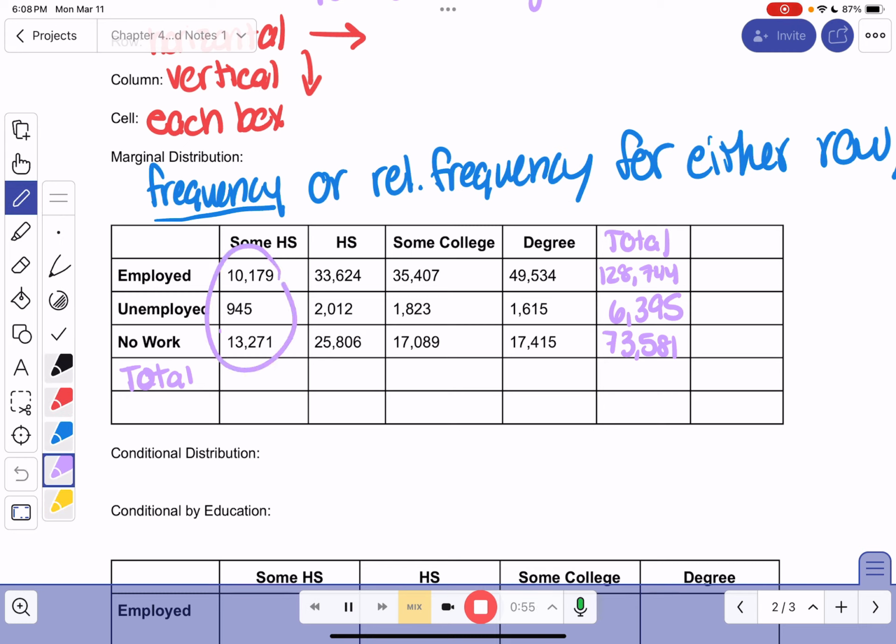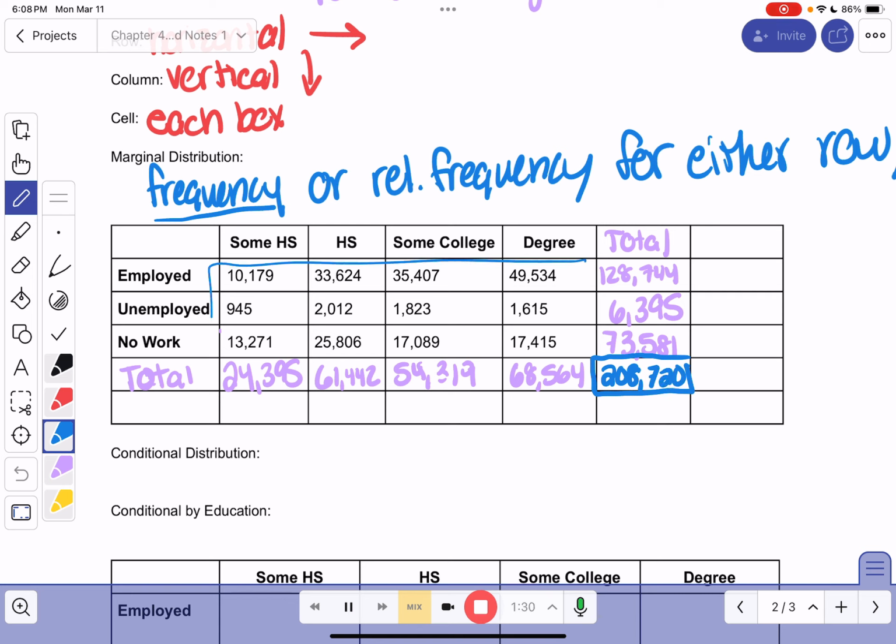And then we can do the column totals as well. Add the some high school, I get 24,395. Add the high school, I get 61,442. Add some college, I get 54,319. And add the degrees, I get 68,564. And then if I add that whole column or that whole total, it's really showing that I have 208,720 people represented. So if I add all of these boxes, I get 208,720. So that's our marginal frequency.